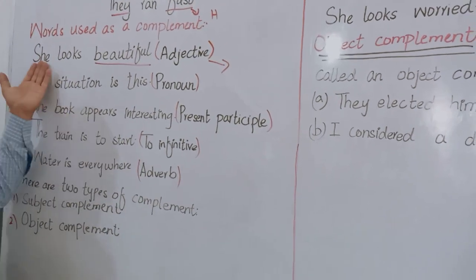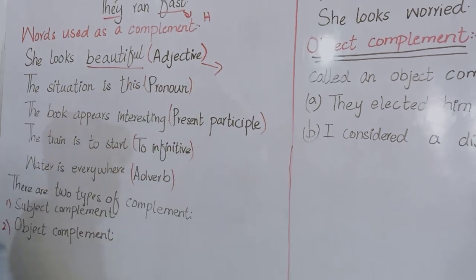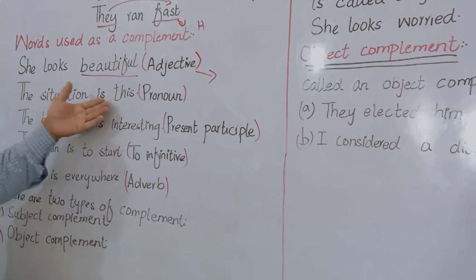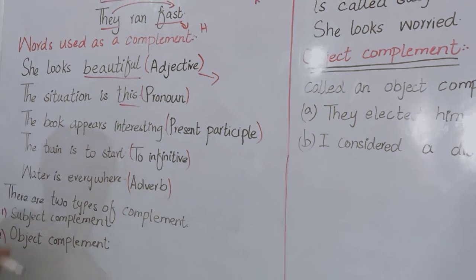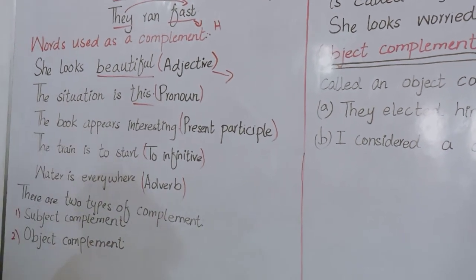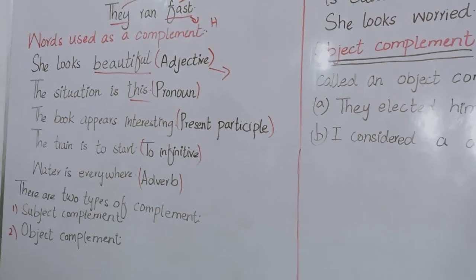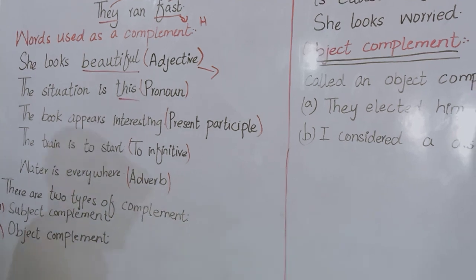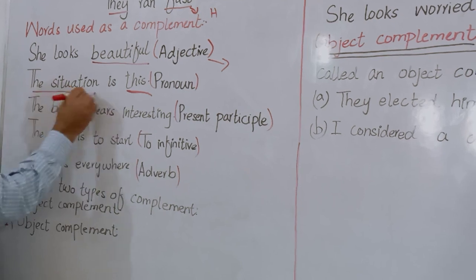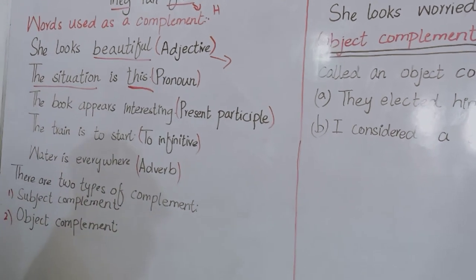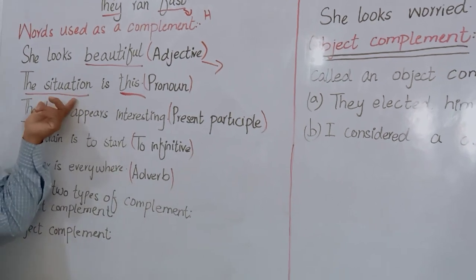Again, in simple words, it is a complement. It may be an adjective. The situation is this. If I simply say "the situation is," what does it mean? It gives some sense, but not a complete sense, until we write the pronoun this. Again, the situation is what? What is the situation?